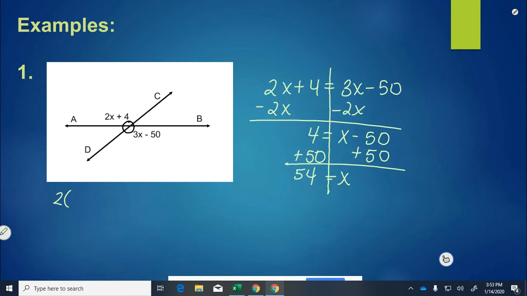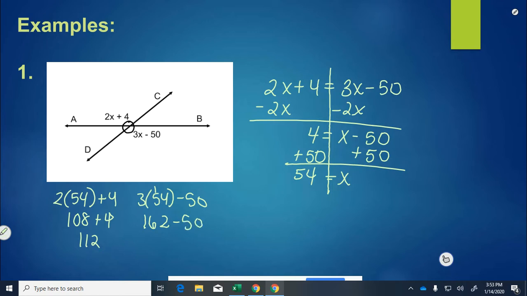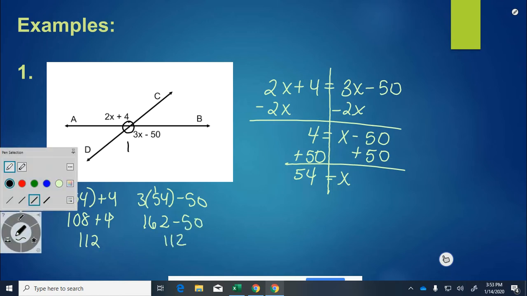So we have 2 times 54 plus 4, and that's 108 plus 4, which is 112. And we have 3 times 54 minus 50. 3 times 4 is 12. 3 times 5 is 15, plus 1 is 16. Minus the 50 is also 112, proving that they are congruent. So these two angles are 112 degrees.